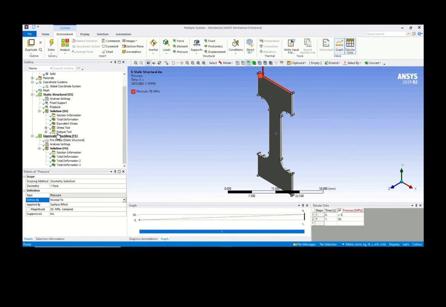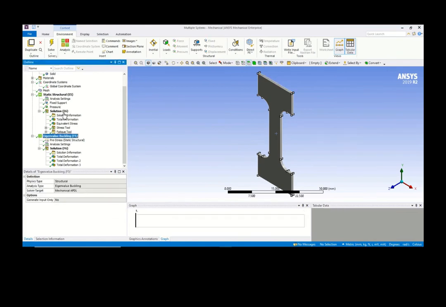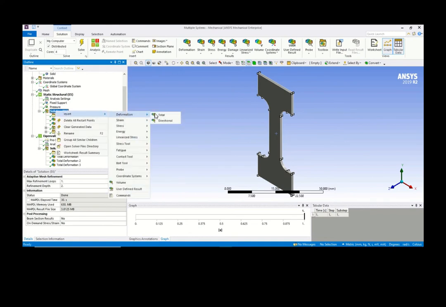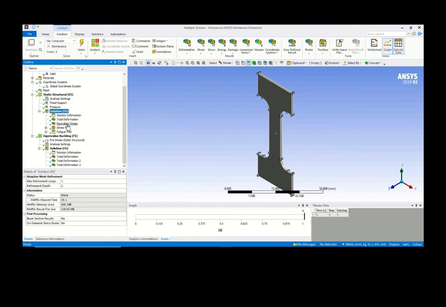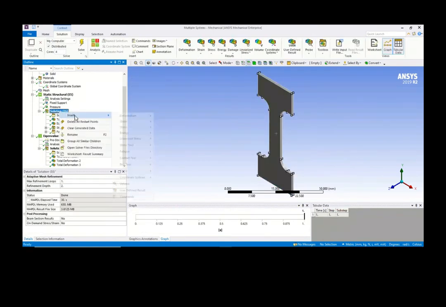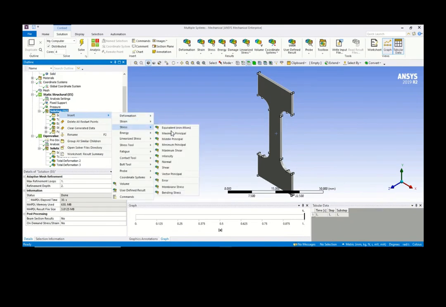Of course, after this, we can solve it. But we can actually call out the post-process information. We can call for total deformation, which is what we are familiar with. We can also call the equivalent stress. This equivalent stress is the von Mises stress under the DE theory. We say that it is good for analysis. So these two: deformation and stress.